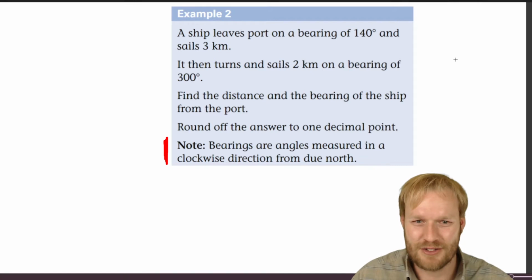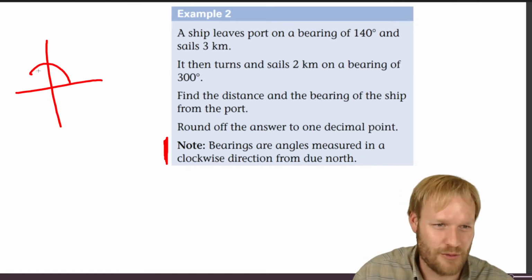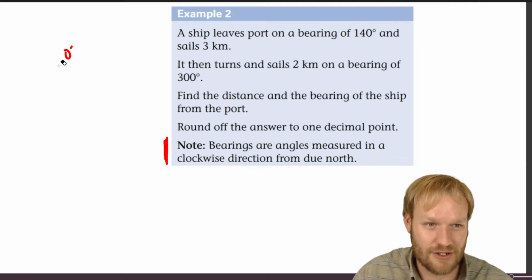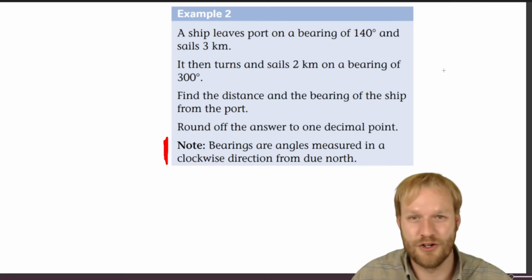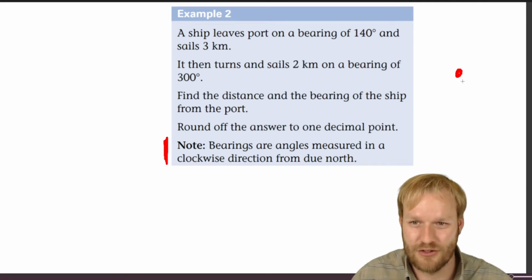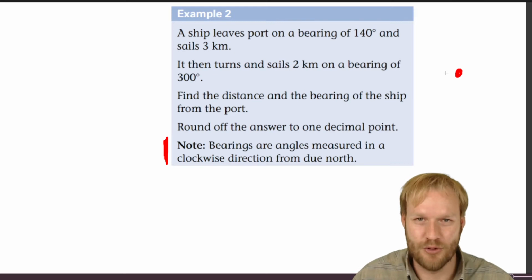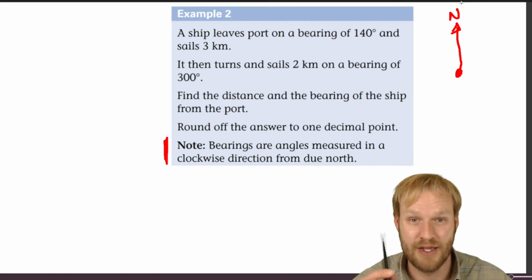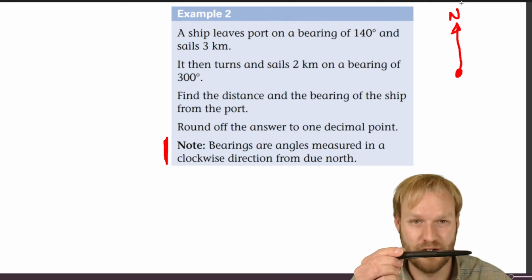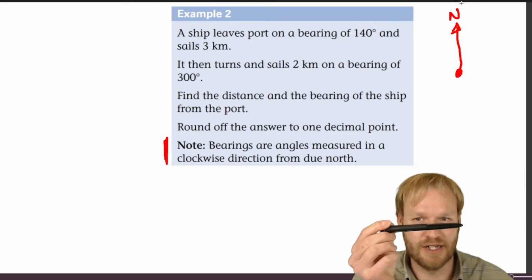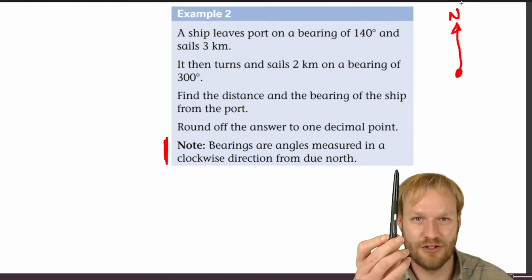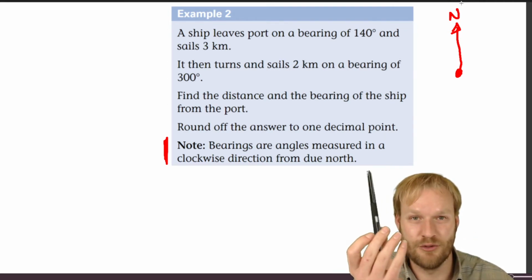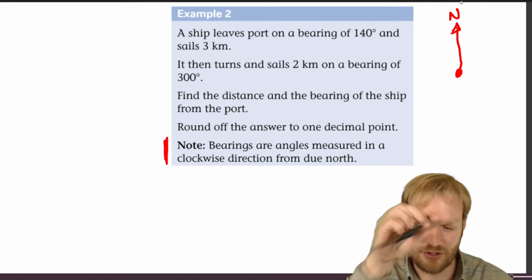But bearings work differently. We're used to doing this and going, well, 140 degrees from the positive x-axis, but bearings work differently to the Cartesian plane. Bearing means that you're starting at a certain point, like at port, and if you went due north, you would be going 0 degrees. That would be your bearing. And then they measure clockwise around. So if you went perfectly to the right, you'd change your bearing to 90 degrees. And if you went the other way, that would be 180, 270.